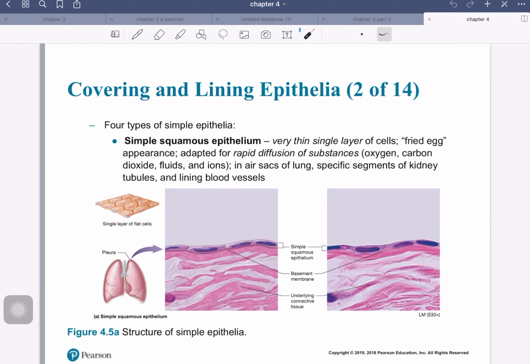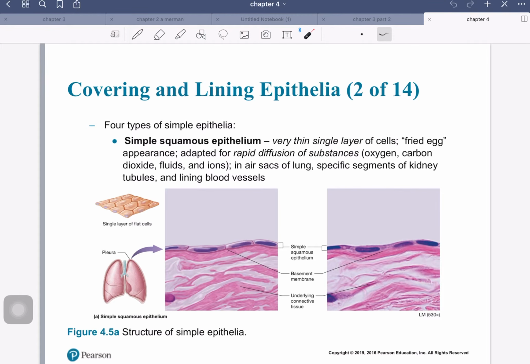Now, let's have a look at simple squamous epithelium. And we can see the two names, right? Simple tells us it's one cell layer thick. Squamous tells us it is a flattened type cell. And we can actually see that right here. It's a single layer of very flattened cells. So, very thin single layer of cells.